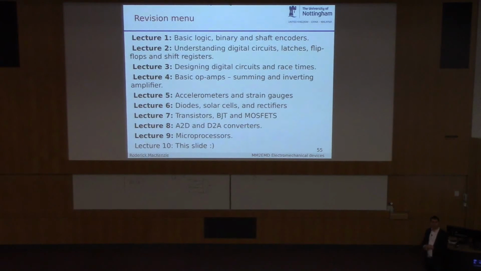Accelerometers and strain gauges, I'll go through any of that. One hand, so you're winning at the moment. Diodes, solar cells, rectifiers. 2, 3, 4, you're outvoted by a factor of, so your wish comes second now.